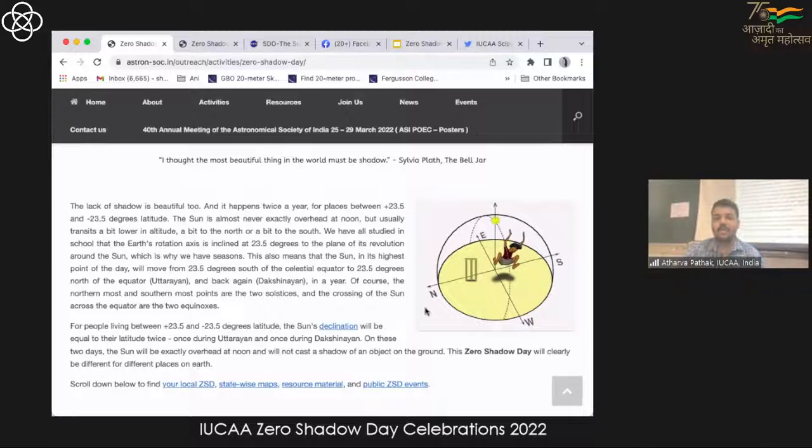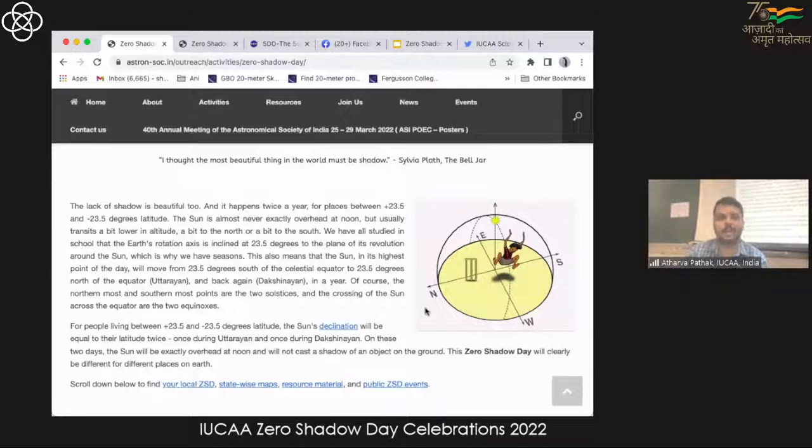Similar to latitude and longitude, the celestial coordinate system makes use of two coordinates called right ascension and declination. These coordinates are very important when you want to track the positions of objects in the sky. In case of a Zero Shadow Day, whenever the sun's declination is equal to the latitude of your place, the sun is exactly overhead at noon. When does the sun rise exactly in the east on the equator? That day is called the equinox, right?